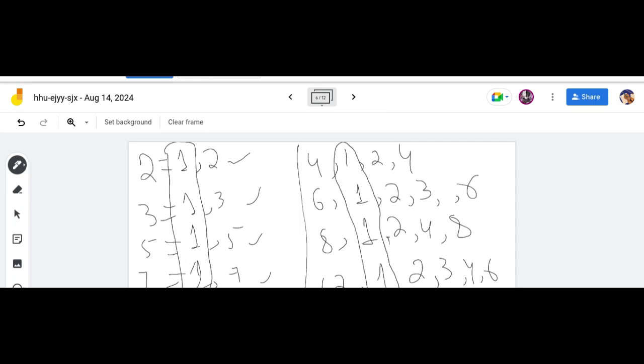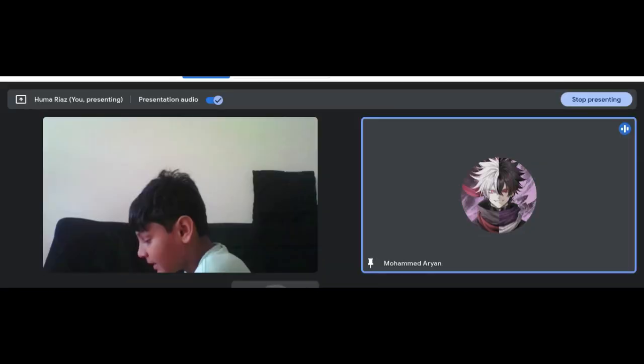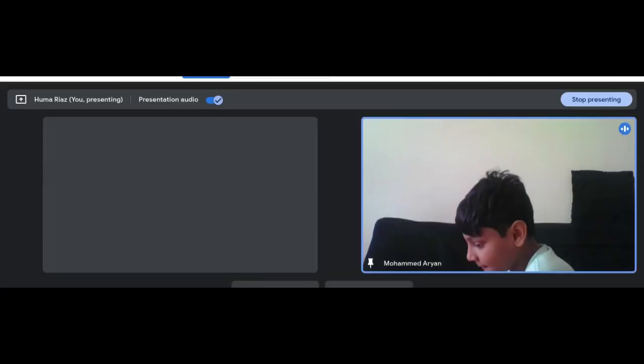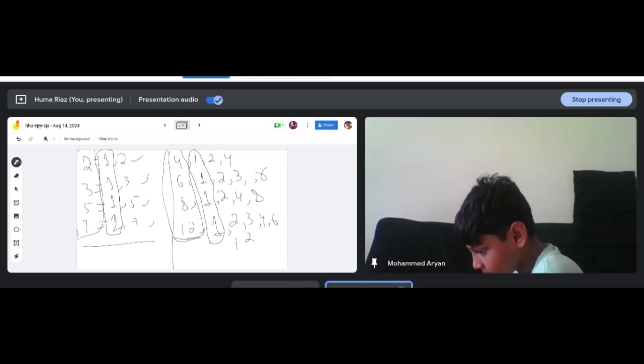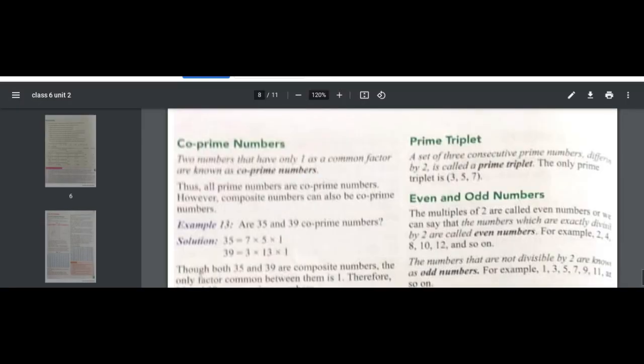Simply remember that if 1 is present in any factor, in any multiple, that pair of numbers are known as co-prime numbers. So every number is co-prime, because we have to start every factor from 1. So that is just a necessary point, okay? Any question? No.